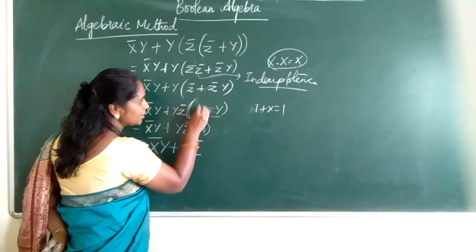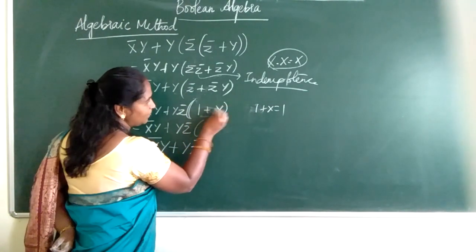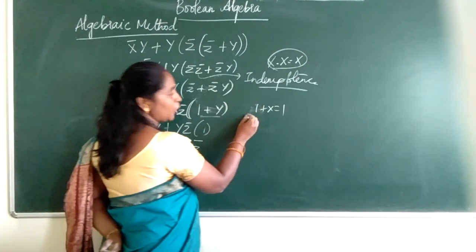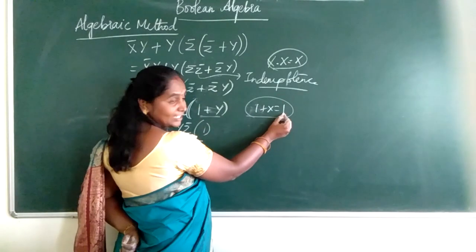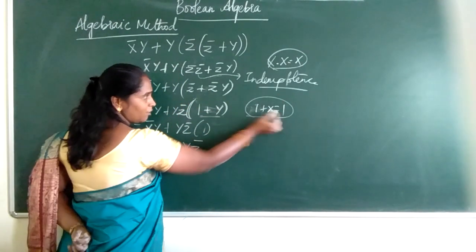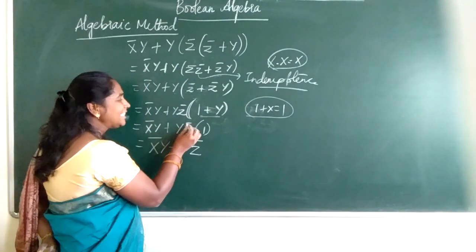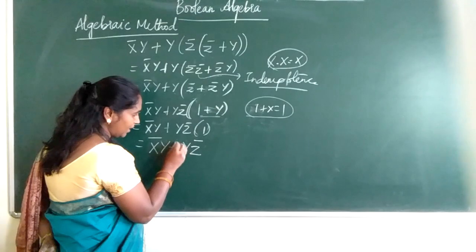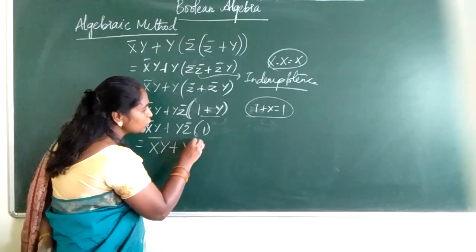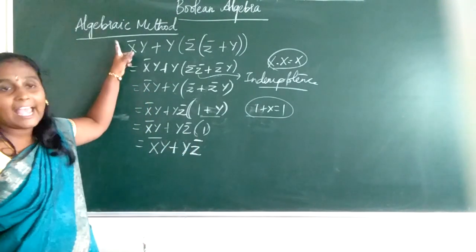The thing that is left is 1 plus y. This is according to your properties of zeros and 1, 1 plus x is equal to 1. So 1 plus x, instead of x here it is y, so it is 1. So x bar y plus y z bar, that is what you got as the expression using your first rule under the algebraic method.